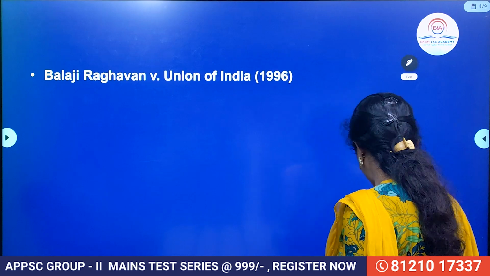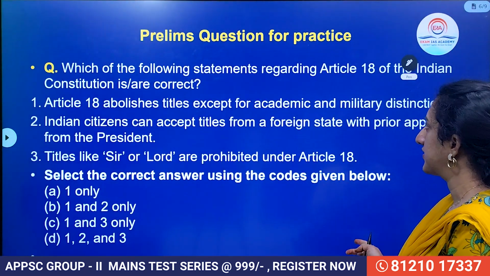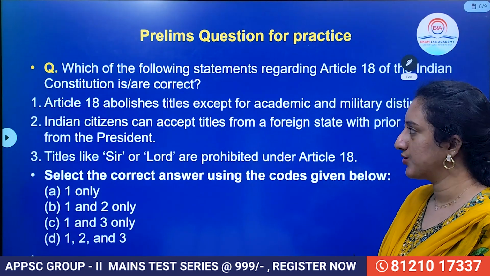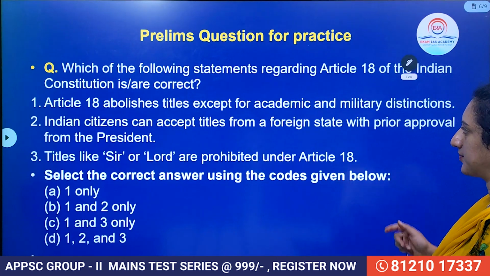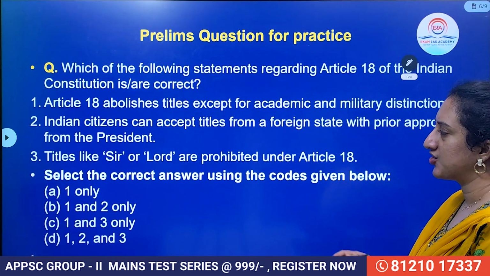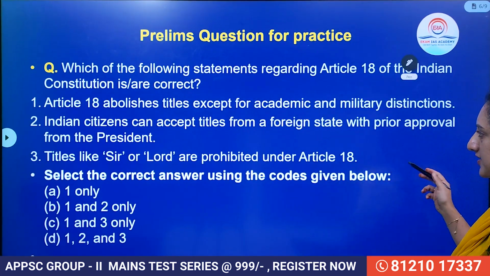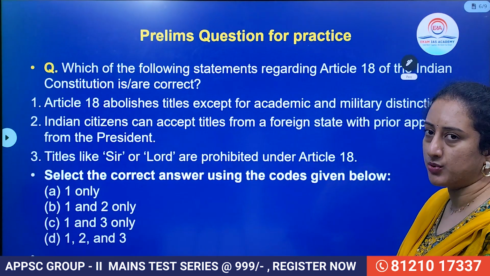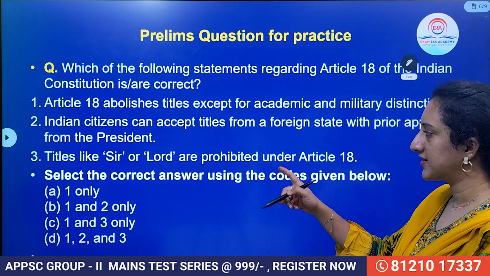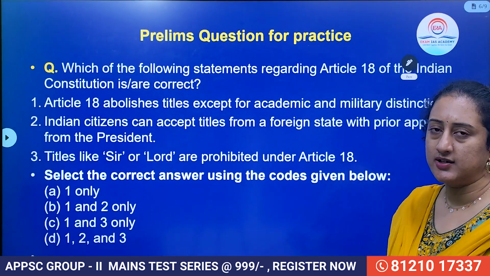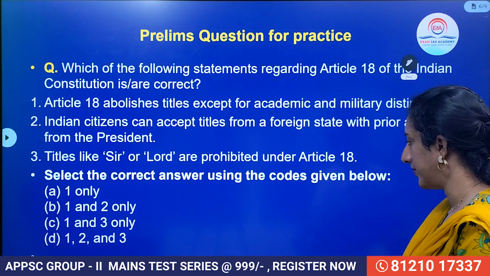Now let us see the practice question. Which of the following statements regarding Article 18 of the Indian Constitution are correct? First, Article 18 abolishes titles except for academic and military distinctions. Second, Indian citizens can accept titles from a foreign state without prior approval from the President. Third, titles like Sir and Lord are prohibited under Article 18. So what is the right option? Let me know in the comment section.